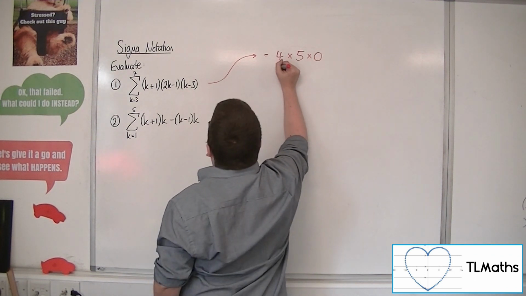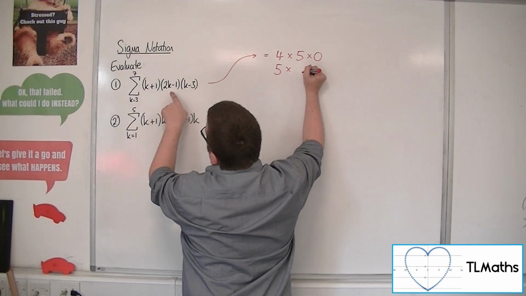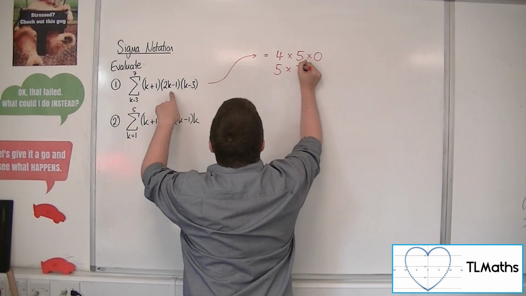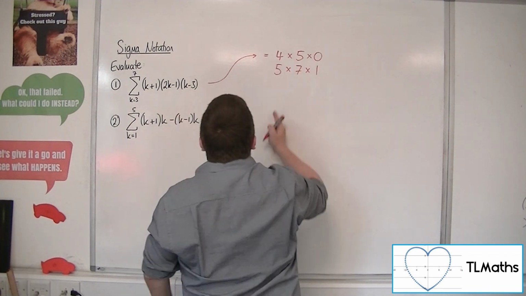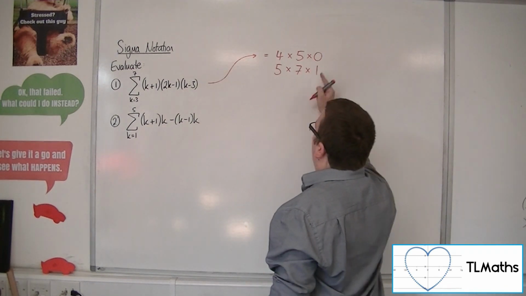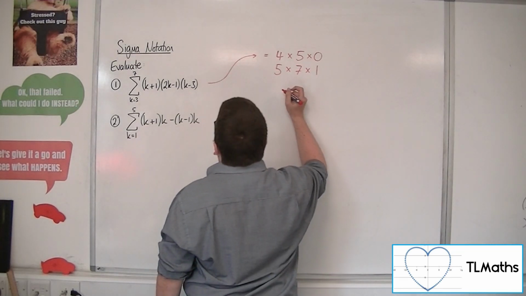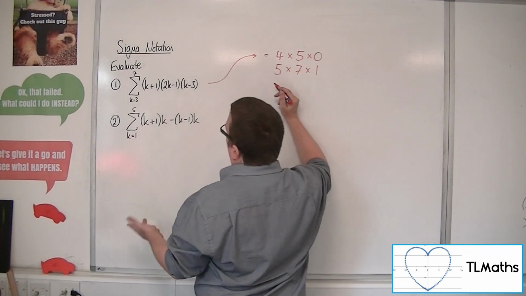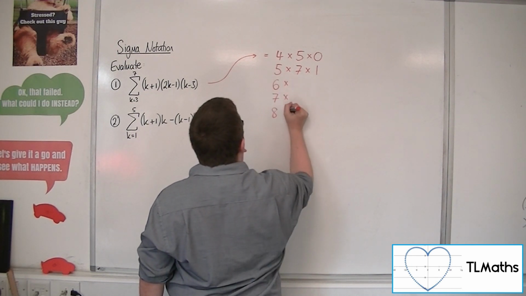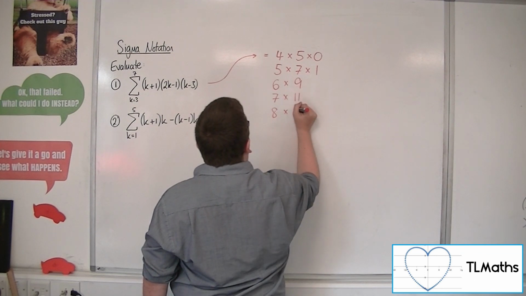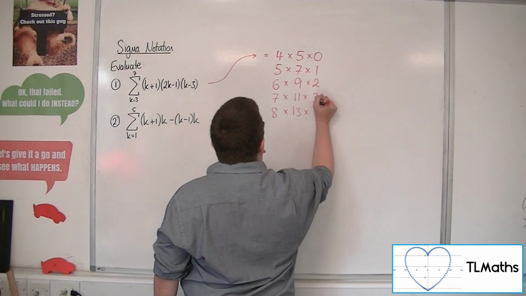Then when k is 4, we're going to get 5. And we're going to get here 2 lots of 4 take away 1, so 7. And over here, 4 take away 3 is 1. So this column is increasing in 1s, this column is increasing in 2s, that one is increasing in 1s. And we're going up 2, 3, 4, 5, 6, 7, so 3 more. So 6, 7, 8. That's increasing in 2s.